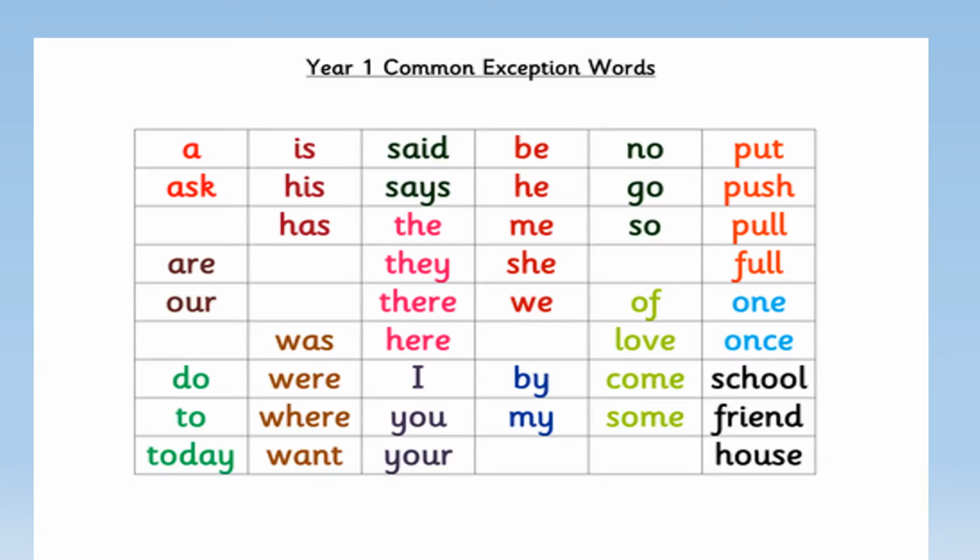These are the Year 1 common exception words, and they can be found on page 21 of your child's planner. These are words where the usual spelling rule doesn't apply, such as friend and said, and words that are used very frequently in their writing, and that's why we introduce them now in Year 1. It's really useful if your child is able to learn to read and spell these words.